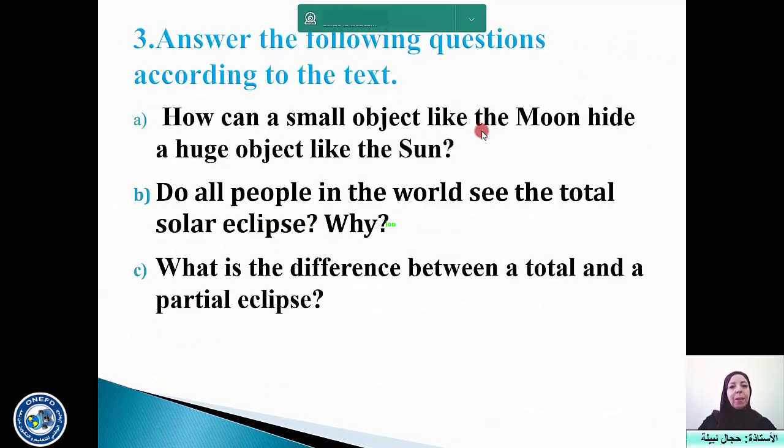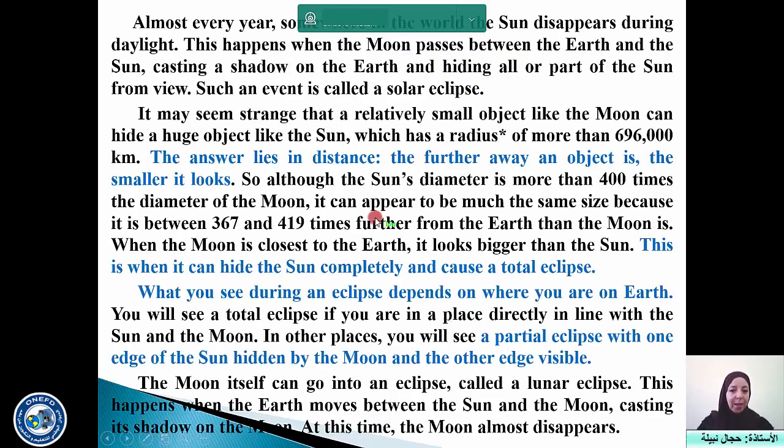Activity 3 is about answering questions according to the text. A. How can a small object like the moon hide a huge object like the sun? Interesting question, isn't it? Do all people in the world see the total solar eclipse? And why? What's the difference between a total and a partial eclipse? Okay, let's go to the text and look for the answers.